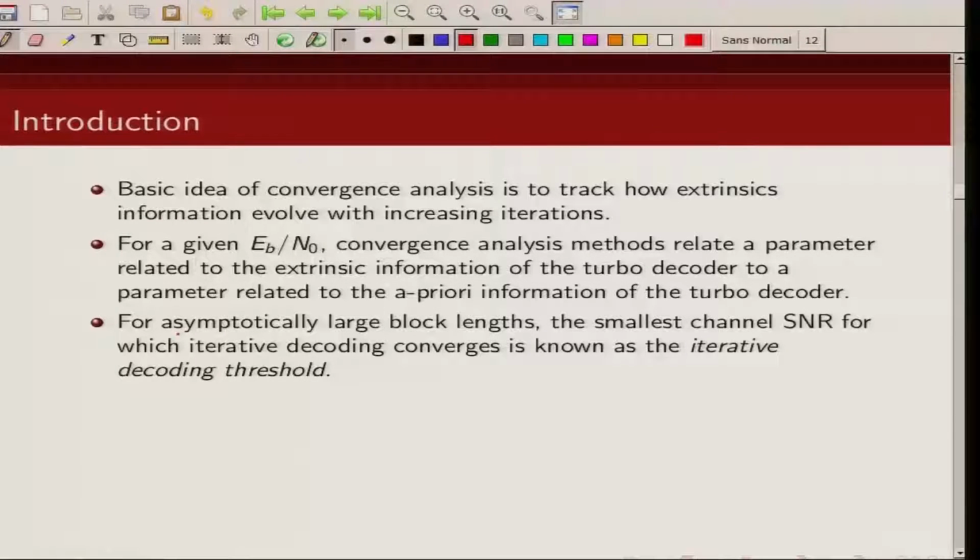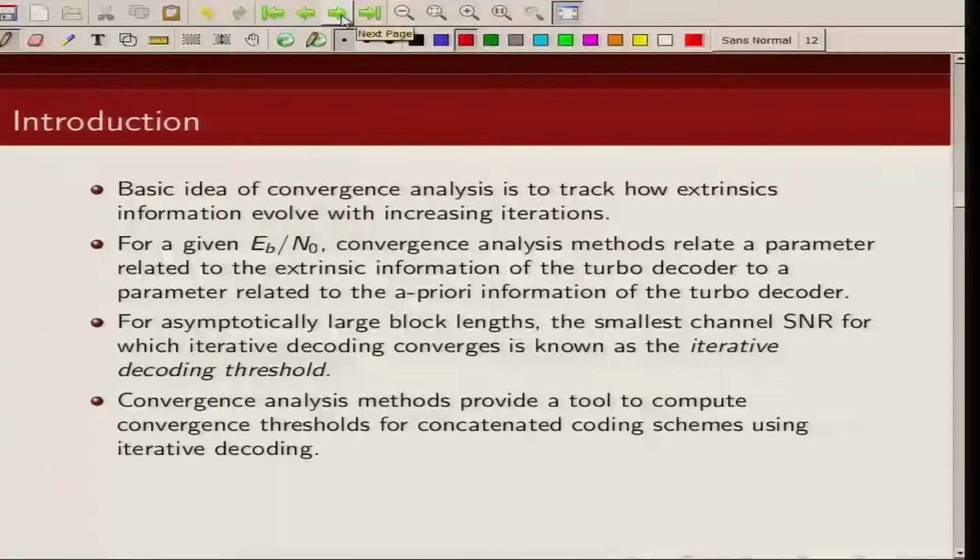And for an asymptotically large block size, the smallest channel SNR for which the iterative decoding algorithm converges is known as the decoding threshold. So, this iterative decoding threshold will typically be away from your channel capacity. Now, this convergence analysis tool is a very powerful tool to analyze these kinds of iterative decoding algorithms.